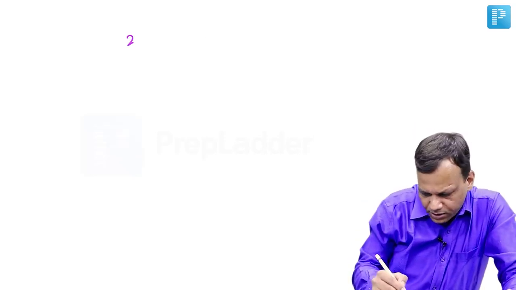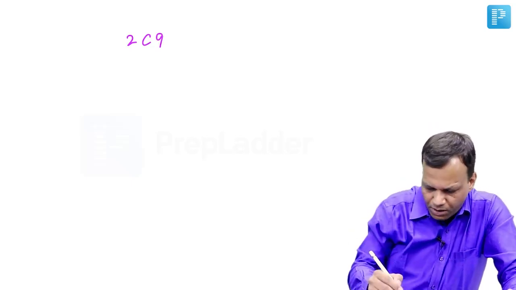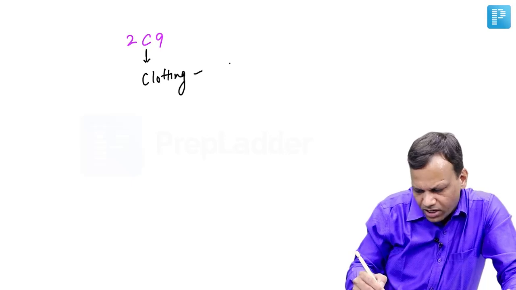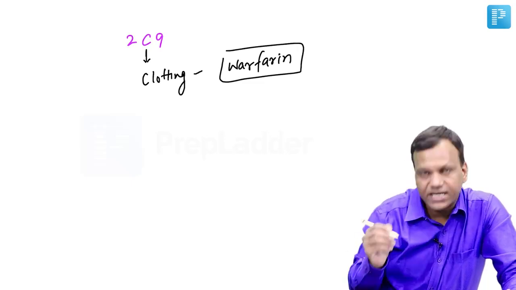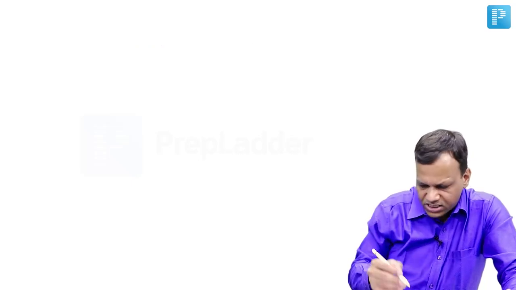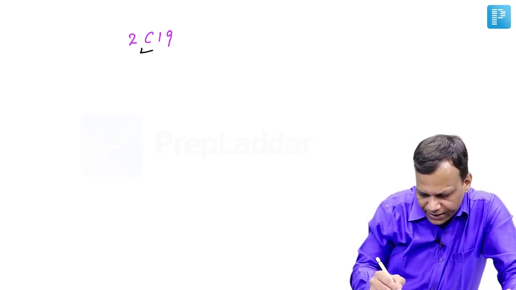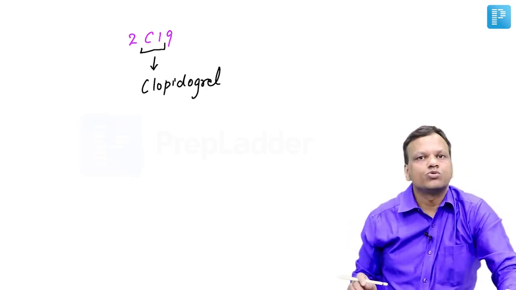Now the next important microsomal enzyme is CYP2C9. So CYP2C9 you can remember C for clotting. So the drug which is very commonly used in clotting is warfarin. So the anticoagulant is metabolized by 2C9. Then another important one is CYP2C19. From the name you can remember C19, C1 looks like Cl, which means clopidogrel. So clopidogrel is metabolized by 2C19.